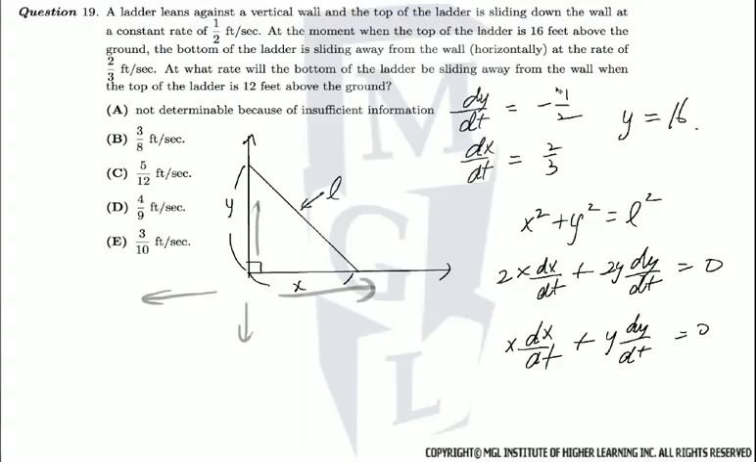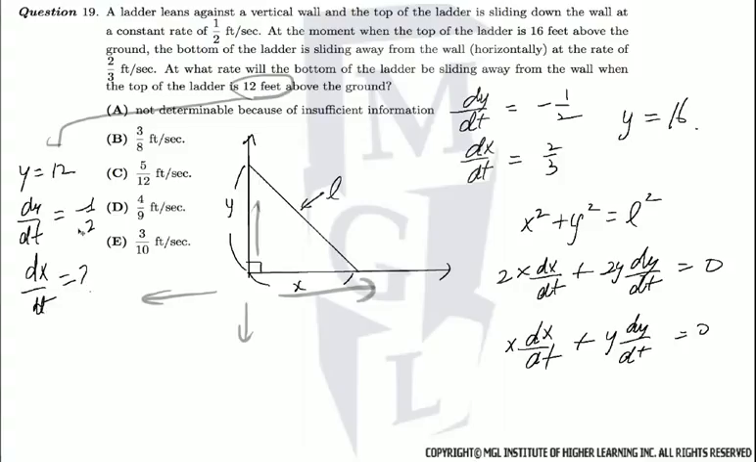Now, what we ultimately want to find is: at what rate will the bottom of the ladder be sliding away from the wall when the top of the ladder is 12 feet from the ground? So that right there is saying, well, when y is equal to 12, dy over dt is fixed to be negative half. But what is dx over dt? They didn't say anything about this as a constant.